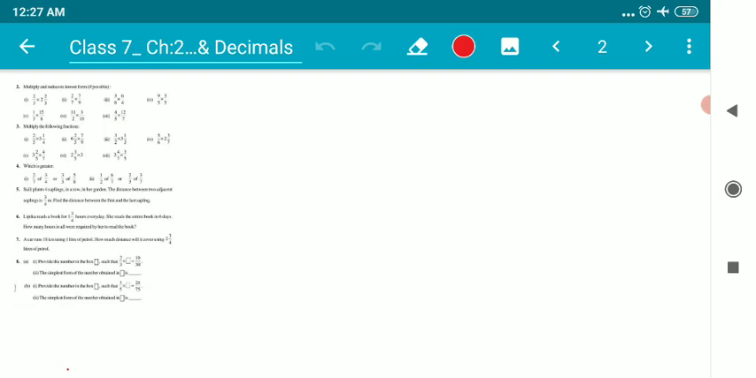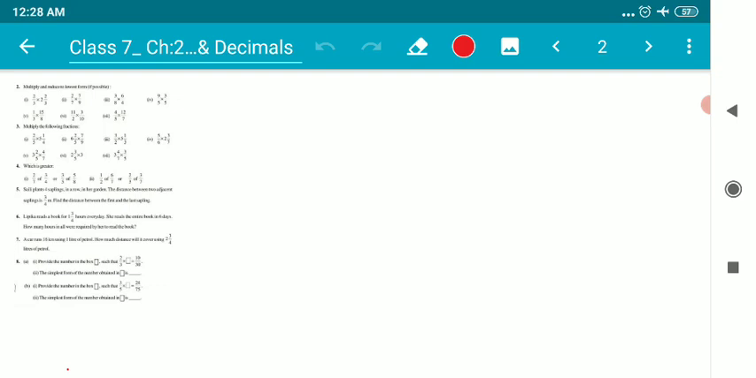Children, we have been dealing with the chapter of fractions and decimals. We are already over with the syllabus of our pre-midterm examination, so these days we are going for revision of some questions. From this particular chapter, I have selected some questions which are really very important, and these questions will give you immense knowledge of the entire chapter of fractions and decimals.